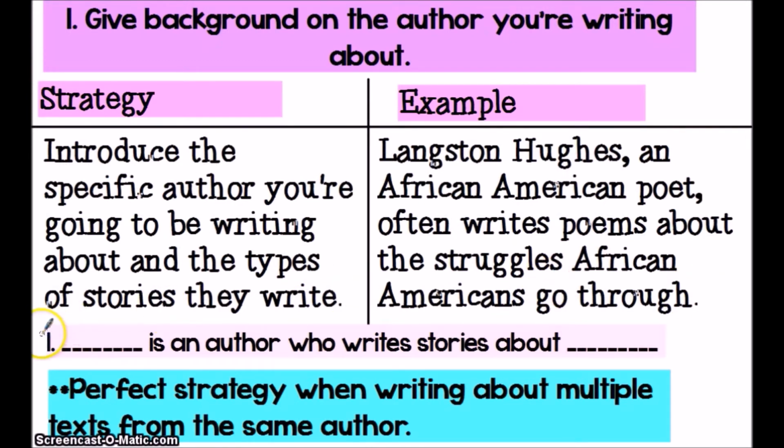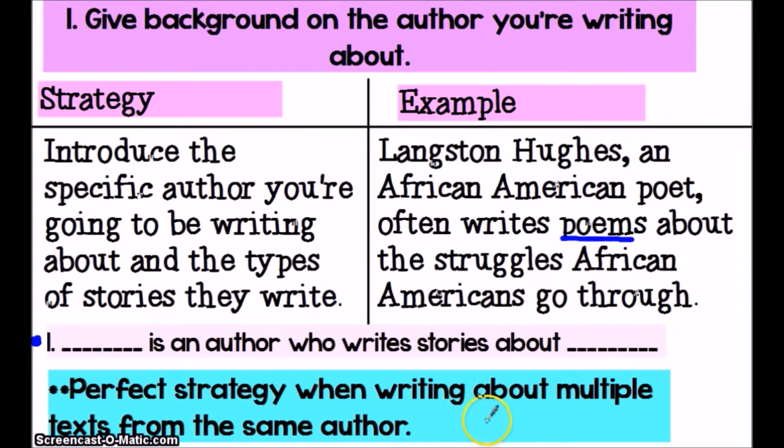So right here, you have a sentence frame that you can use whenever you want to use this strategy for your connecting sentence. "Blank is an author who writes stories." This part can change depending on what you're writing about. For example, I was writing about poems, so I said poems instead of stories. If I was writing about a nonfiction author, then it might be a different genre. And here you say what they usually write about.